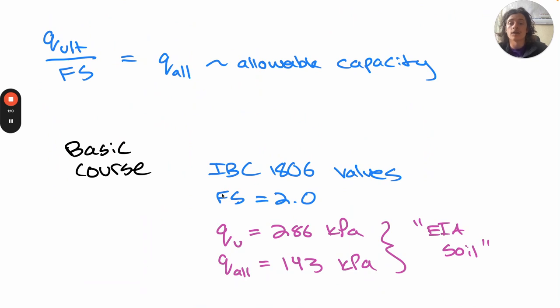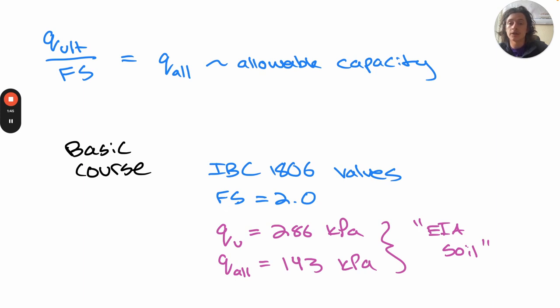The basic bridge design course relies on the IBC section 1806, using a middle of the road value for coarse grain soil and a factor of safety of 2 to get 286 kilopascals for our ultimate bearing capacity or 143 kilopascals for allowable. And this kind of sets our default for what we've talked about throughout this section of EIA soil. But to take a deeper dive, we'll first look into defining ultimate bearing capacity.